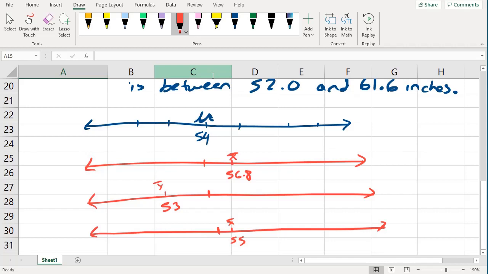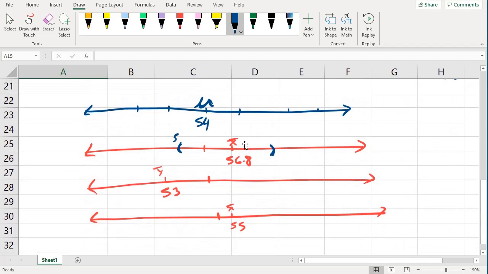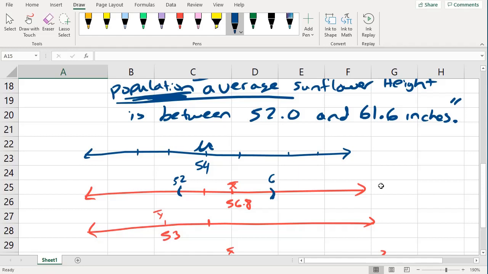So I could calculate a 95% confidence interval for this sample average, and I did. It was 52 to 61. Let me go back. 52 to 60. What was it? It wasn't 61, it was 61.6. So 52 basically to 62.